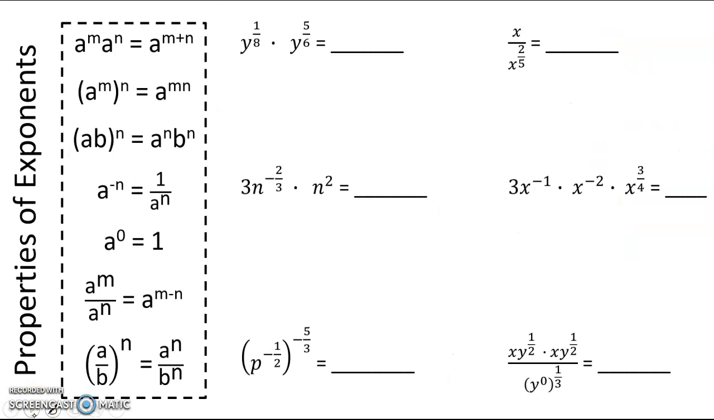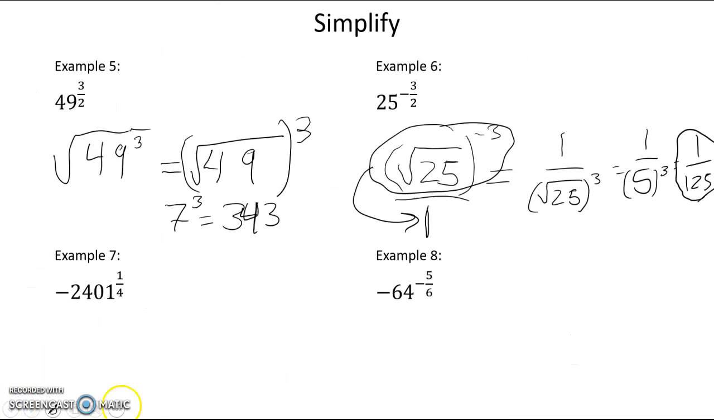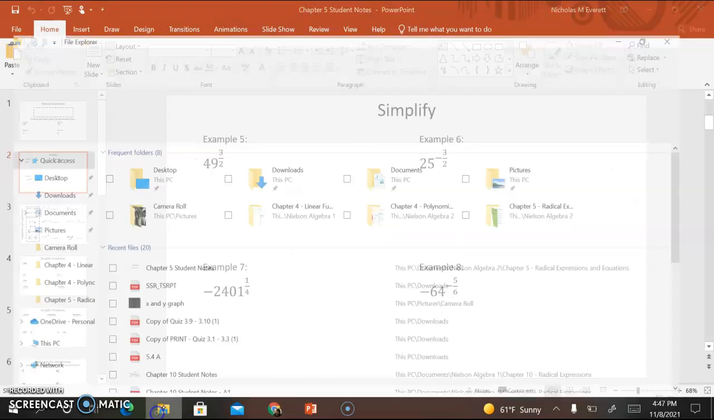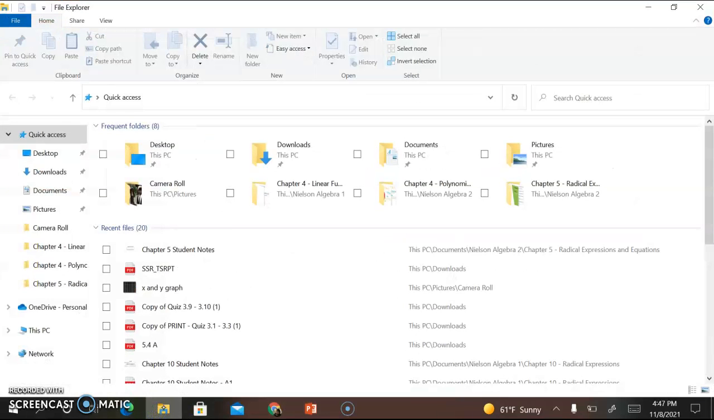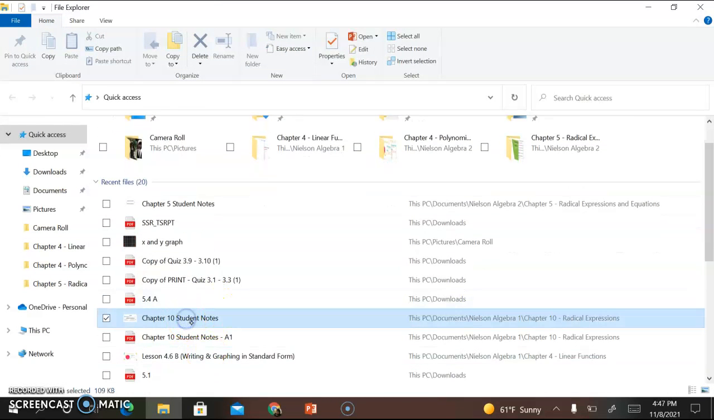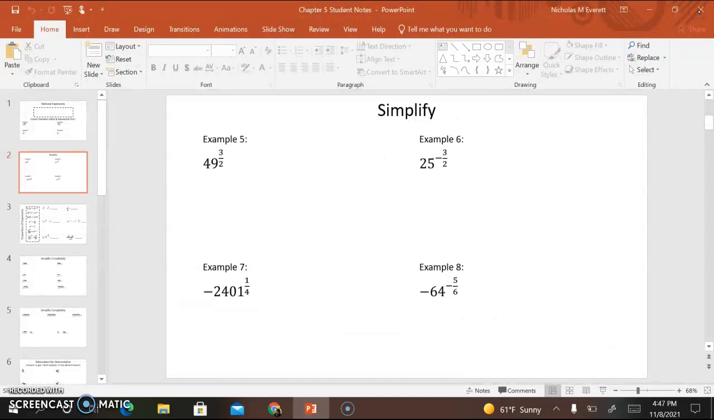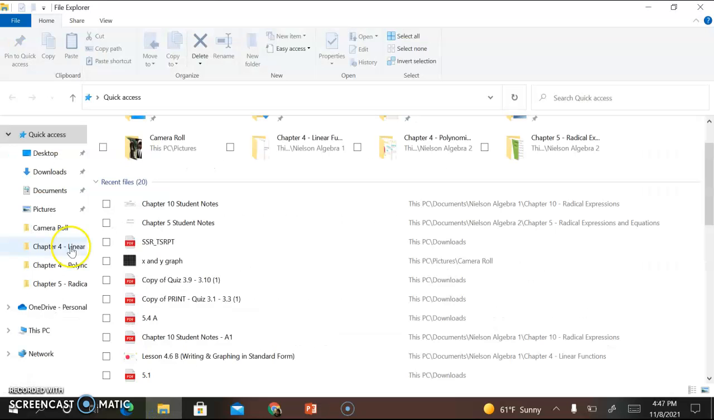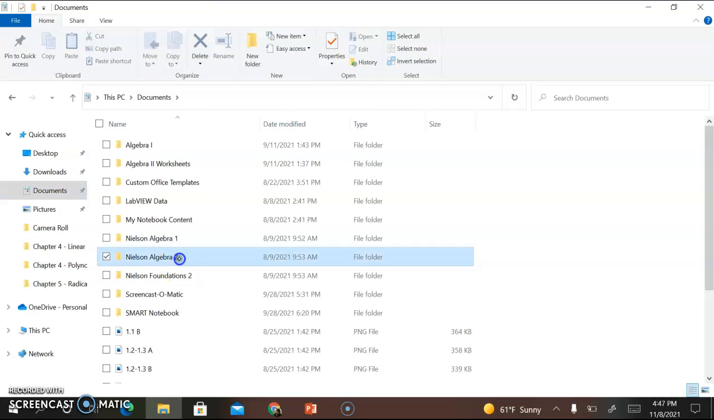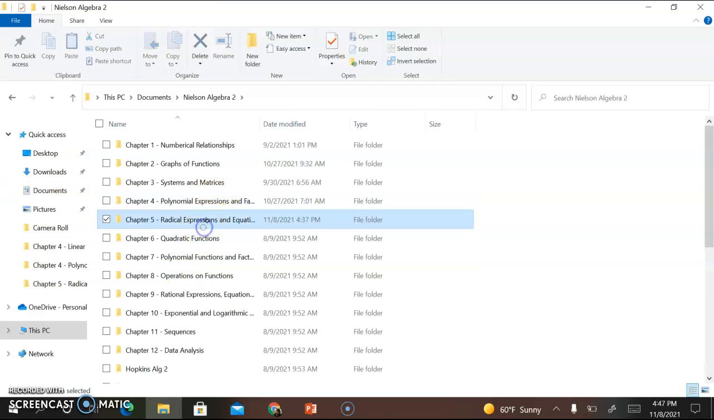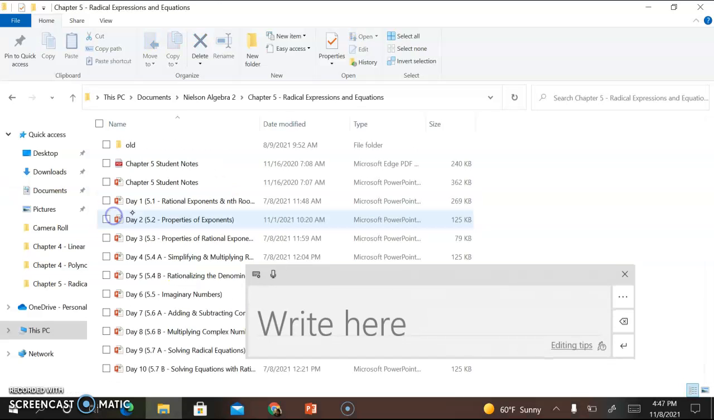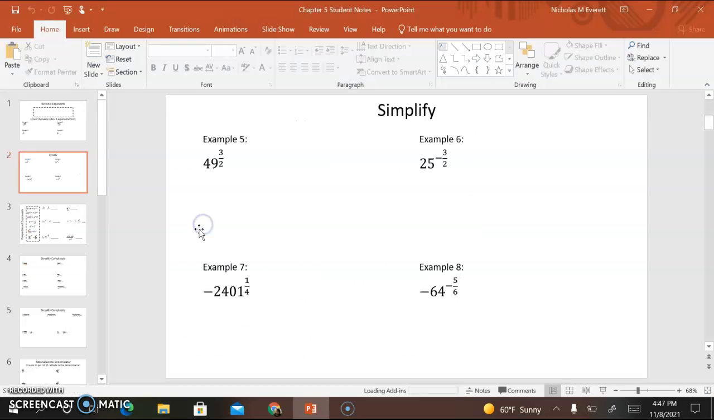Now I'm going to switch out of this PowerPoint slide and go into another one here. I'm going to go to chapter 10 notes right here. Actually, no, not that one. Let's go to documents. Sorry, you're looking at my stuff here. So, radical expressions, and then let's go to property of exponents.